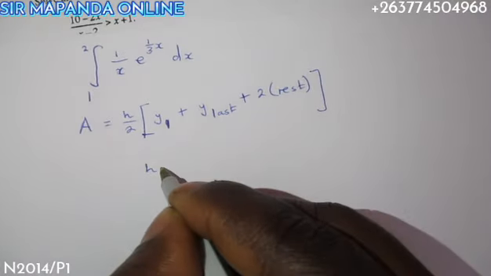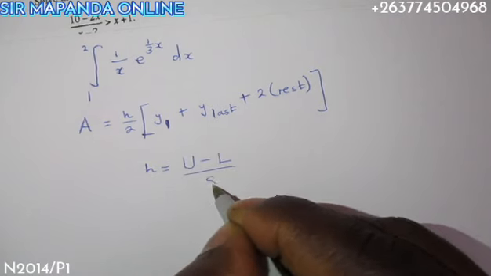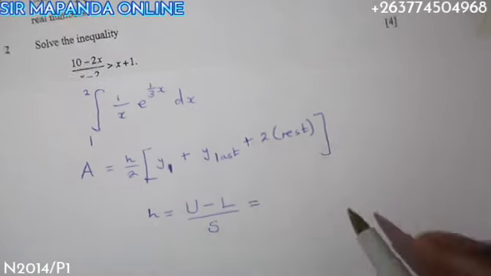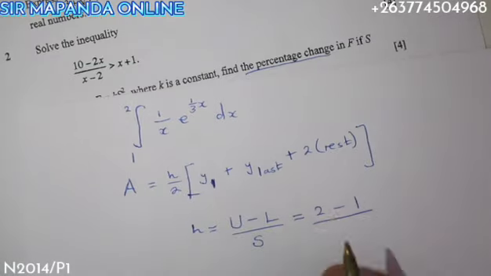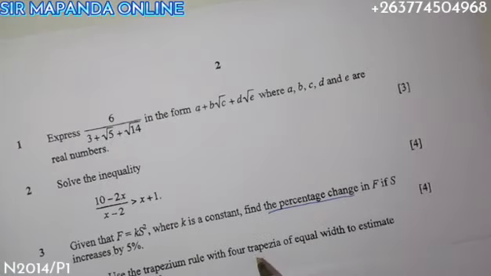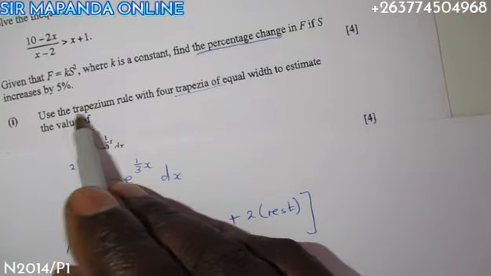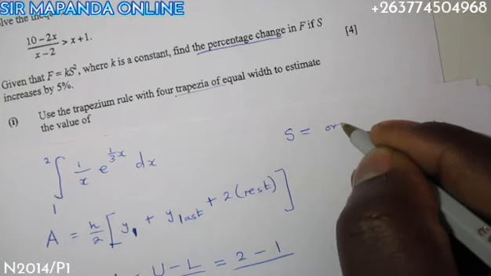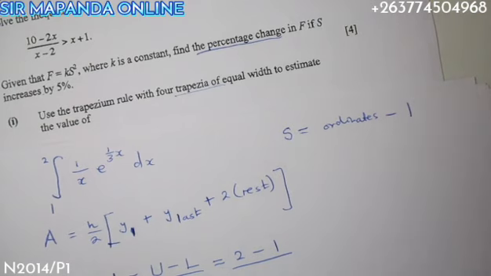So h, which is the height, is found by the formula upper limit minus lower limit divided by number of stripes, right? So your upper limit is 2. So you write 2 minus 1 over number of stripes. So number of stripes is as good as the number of trapezia. But if the question said use trapezium rule with the 4 ordinates, to find the number of stripes, you say number of ordinates minus 1. I hope you are following.